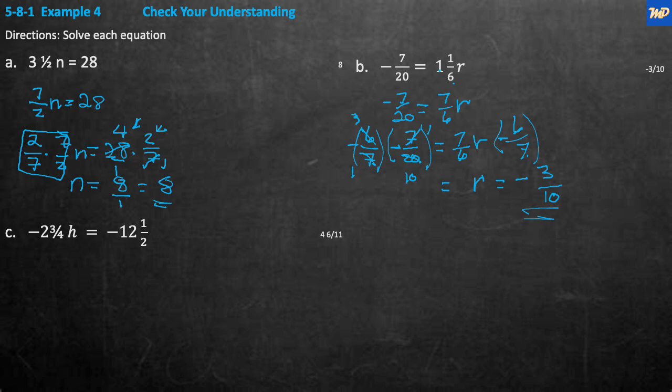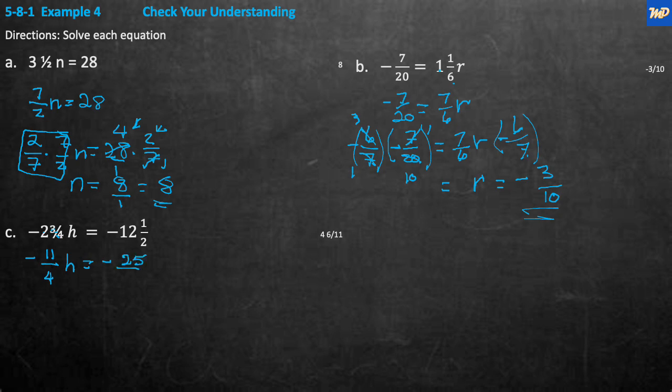And now let's go down to C. So the first thing we're going to do is convert both of these mixed numbers to improper fractions, and we're going to do that right now. I'm going to start here on the left-hand side, and it's going to be negative 4 times 2 plus 3. 8 plus 3 is 11. 11 fourths, and I have the negative sign there. H is equal to negative 2 times 12 is 24, plus 1 is 25.